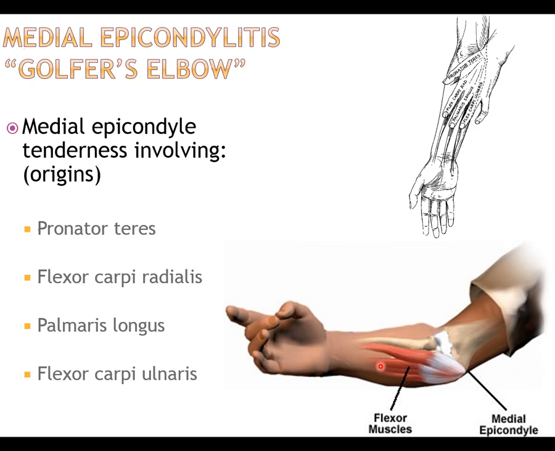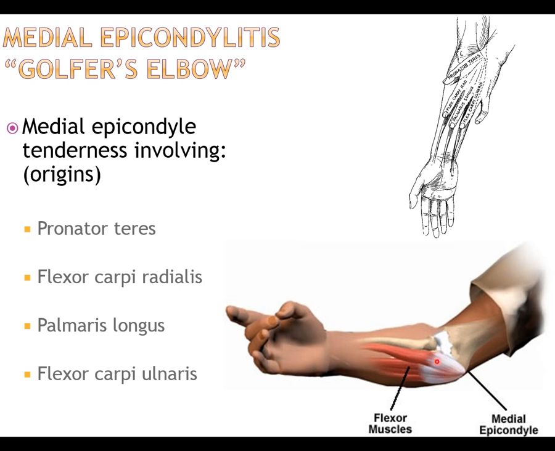Same idea now, but on the other side, medial epicondylitis. This is also called golfer's elbow. Same idea is going on here. We've talked about these 4 different muscles that all share an origin at the medial epicondyle. These are all our wrist flexors: the pronator teres, flexor carpi radialis, palmaris longus, and flexor carpi ulnaris. They're all going to share that common origin at the medial epicondyle.